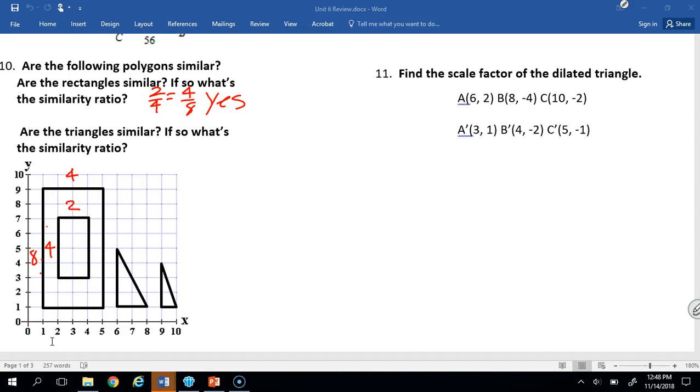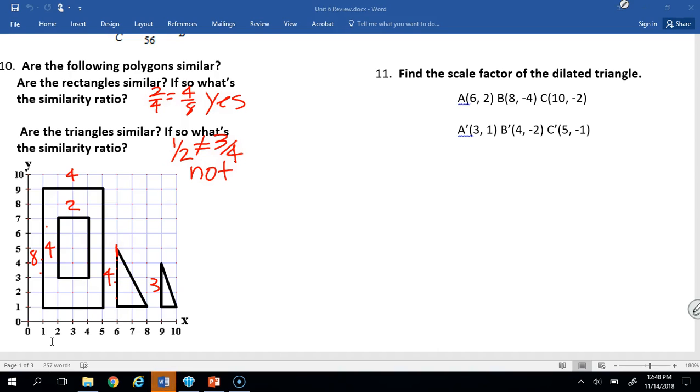So here we have a base on this one of 2 and a base of 1 here. So I'm actually going to go smaller over larger, so that's 1/2. And for the height here, we have 3 and we have 3 here. Wait, 1, 2, 3, 4. Sorry, that was 4. So over here, we have a height of 4, and here we have a height of 3. So that would be 3 over 4. Those are not equal. That means that the triangles are not similar because they do not produce the same ratio for the sides. Number 11 says, find the scale factor of the dilated triangle.